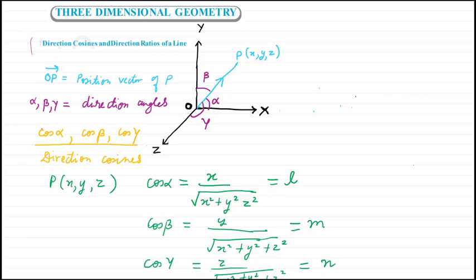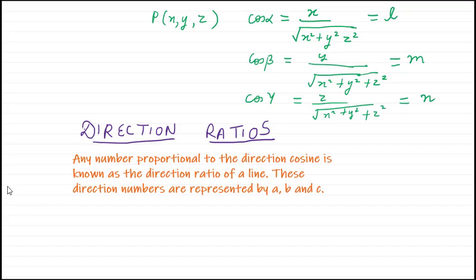So we have discussed the direction cosines. Now I'll tell you what exactly direction ratios are. Direction ratios are any numbers proportional to the direction cosines. They are known as the direction ratios of a line, and these direction numbers are represented by A, B and C, and in my case it will be x, y and z.